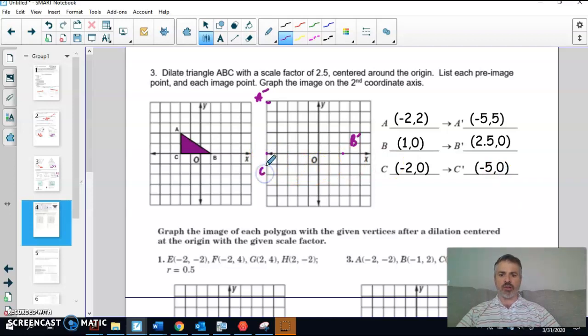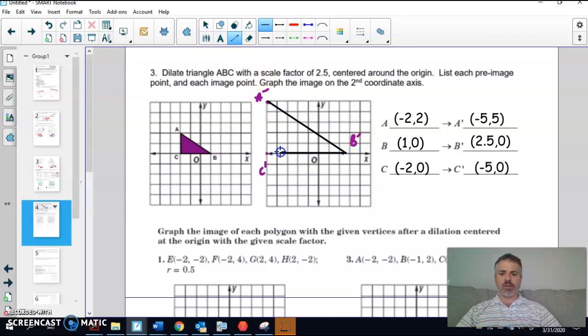So that's drawing an enlargement, basically. Again, the trick was just multiply the pre-image points by the scale factor. So this ends up with my dilation right here. Again, it's an enlargement, so it makes sense that it's larger.